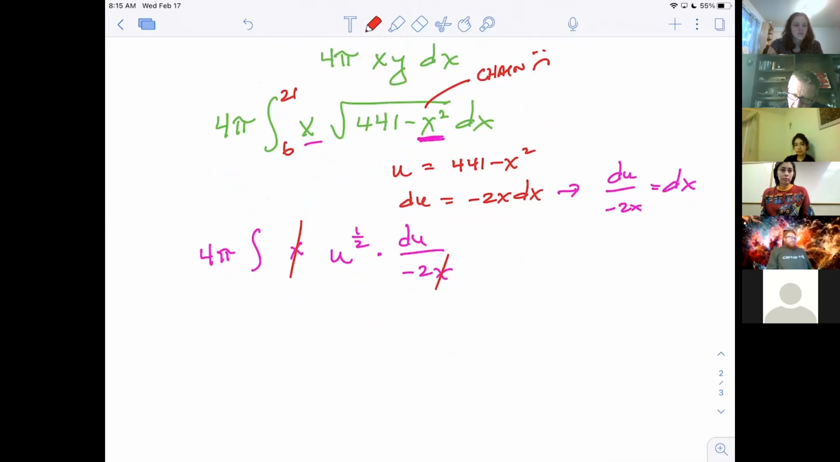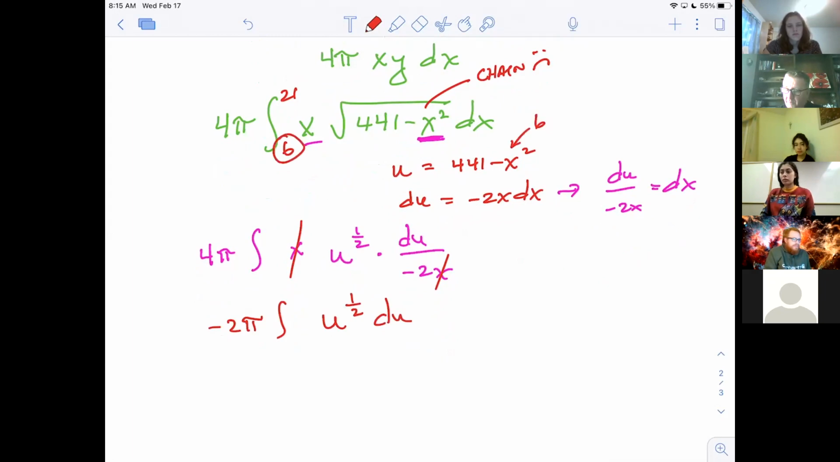So then I could take that -2 out in front. So now I have a negative 2 pi out there. And then all I have is u to the 1/2 du. And notice I didn't put any limits of integration. So if you want to complete this, then go ahead and just keep going and stick in 6 for x.